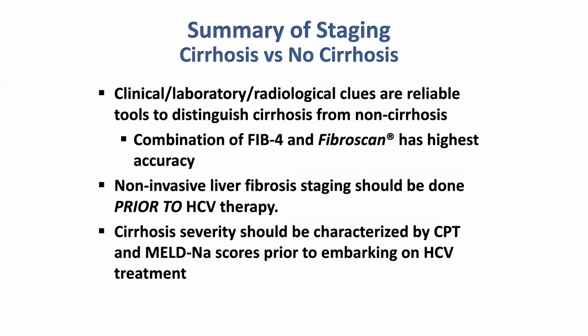And it's important, I want to just emphasize, that you do all of this staging before you put them on treatment, okay? The reason is that all those cutoffs that I gave you, whether it's an APRI cutoff of over 2, a FIB4 greater than 3.25, transient elastography greater than 12.5, all those numbers are based on people with chronic infection, not who are cured. The numbers would be different if they're cured. So it's important that you stage them and make sure you know, do they have cirrhosis, yes or no, before you put them on treatment.